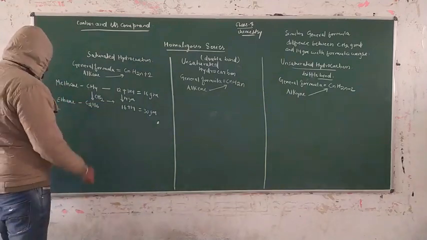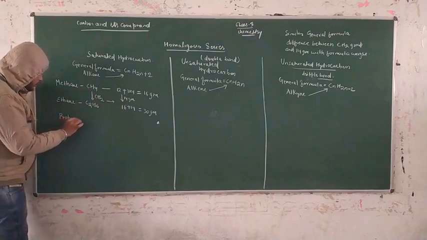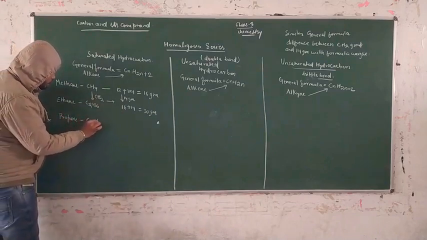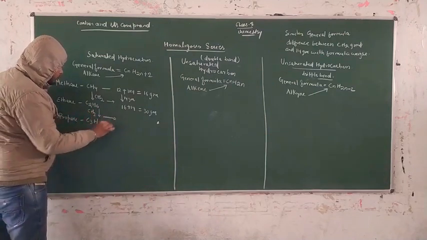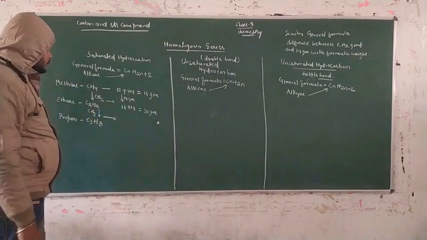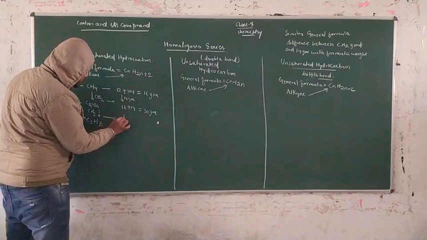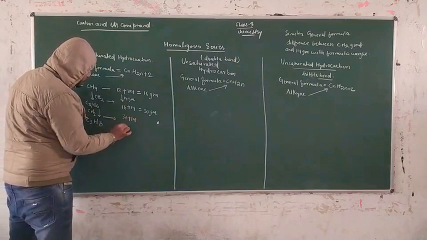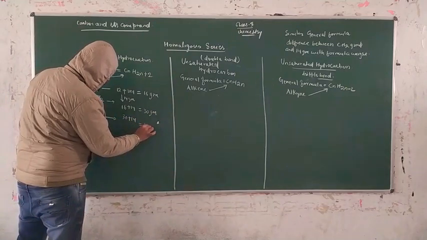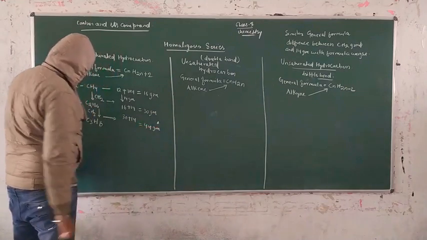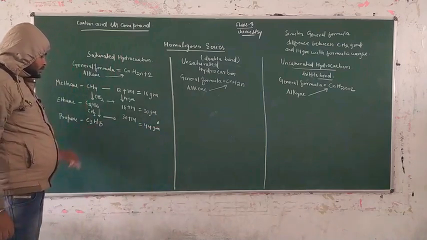Now we have to configure another one, that is propane, and its formula is C3H8. Again the difference is CH2, and when we talk about its molecular mass, that means formula weight, we again add 30 plus 14, which is equal to 44 gram. And 44 gram is the formula weight of propane, C3H8.